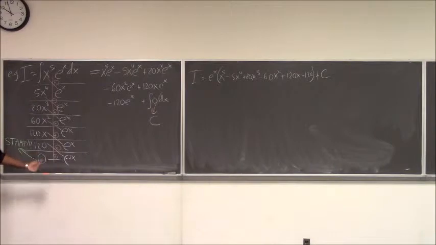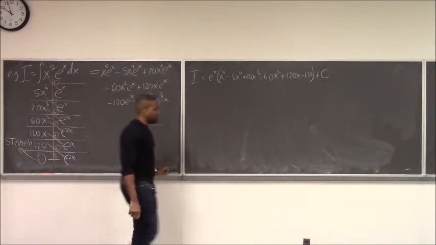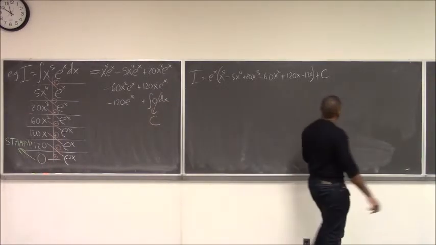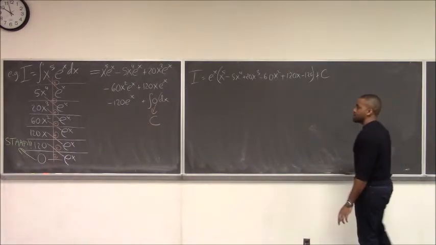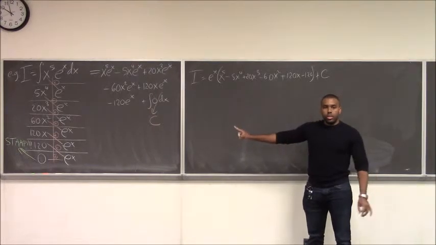So doing it with a table actually makes it a lot easier to keep everything in line. Because if you were to write this out and do like 5 integrations by parts and put parentheses inside of parentheses inside of parentheses, it's not going to be fun. You'll probably make a mistake. But with a table, it's not so bad. Any questions on how to do this table?